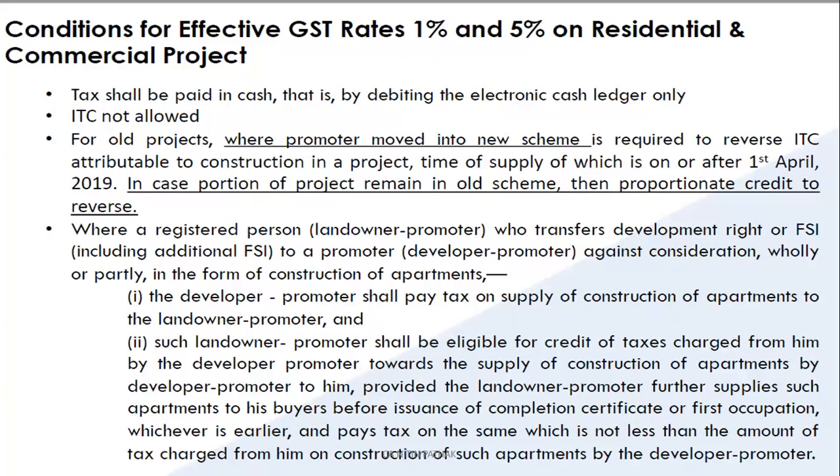Suppose the developer promoter gave an apartment of 1 crore, he is to pay GST on that for the supply of the apartment to the landowner. Clear? This is number 1. The developer promoter shall pay tax on supply of construction apartment to the landowner. Number 2. And the landowner promoter shall be eligible.